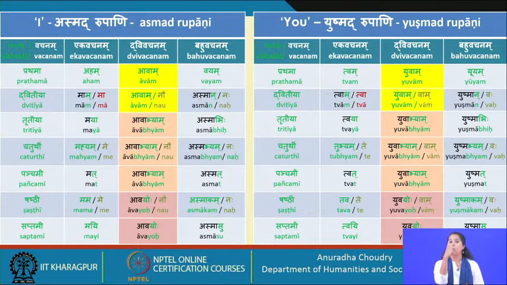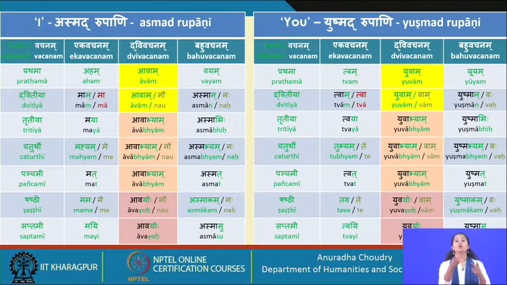Tvam, tvam, tvaya, tubhyam, tvat, tava, tvayi. Now, as you would notice, I have given a slash and other words beside it. Those are the alternative forms that you could use. Astu. And you will find those in literature as well. So, it's good to know that that is also part of the forms of these words.